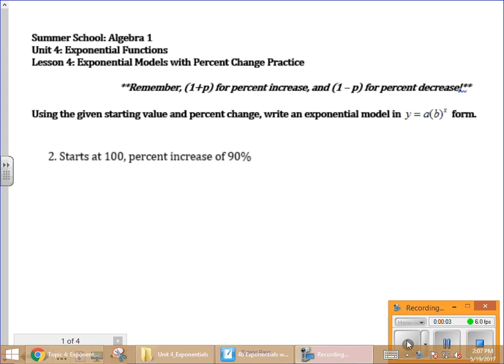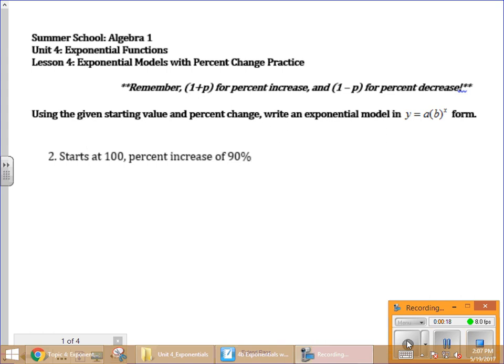This is a video for Algebra 1 Summer School, Unit 4, Lesson 4, Exponential Models with Percent Change Practice. I'm going to start with number 2 at the top of the page, where it says, using the given starting value or percent change, write an exponential model.